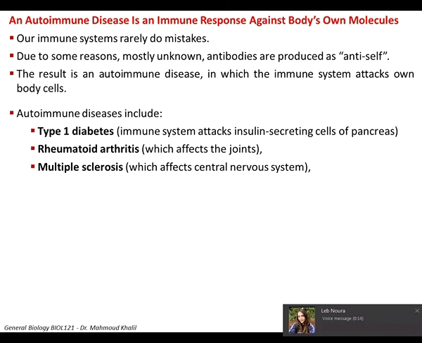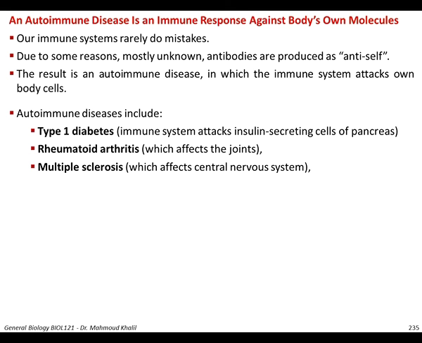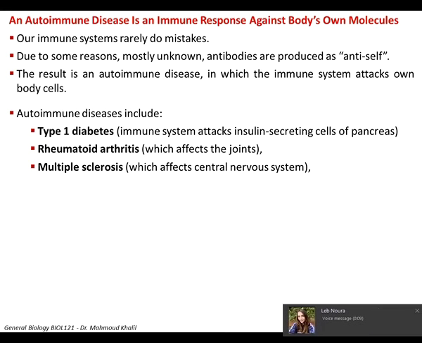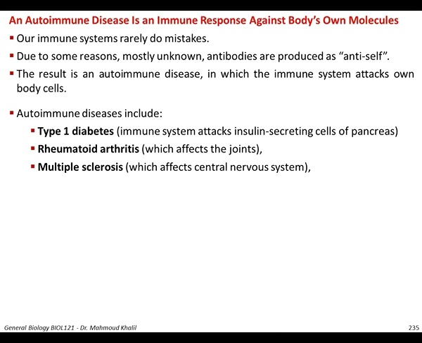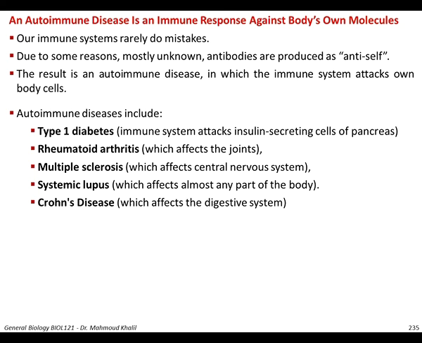Autoimmune diseases include a lot of examples. In type 1 diabetes, the immune cells attack insulin-secreting cells of the pancreas, while rheumatoid arthritis affects the joints, and multiple sclerosis affects the central nervous system. That means the autoantibody, or anti-self antibody, attacks the central nervous system, leading to degeneration of neurons. Systemic lupus affects almost any part of the body, and Crohn's disease mainly affects the digestive system. Unfortunately, there is no cure up till now for autoimmune disease.